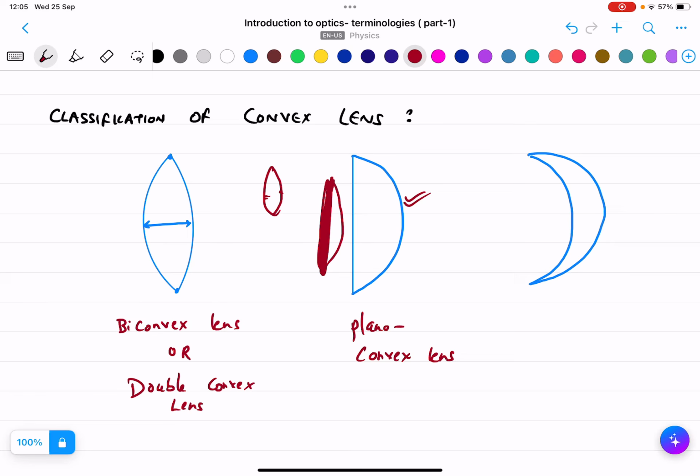Another one, I will give you this name later after doing the concave lens.